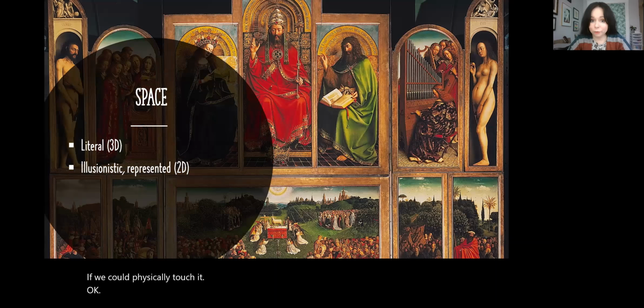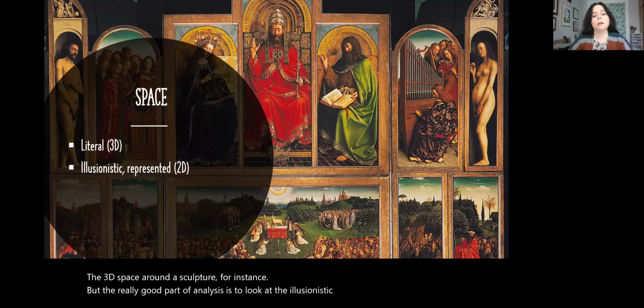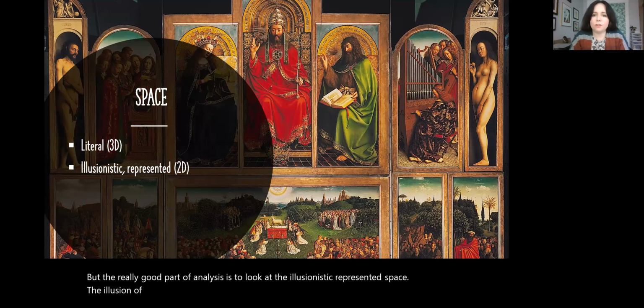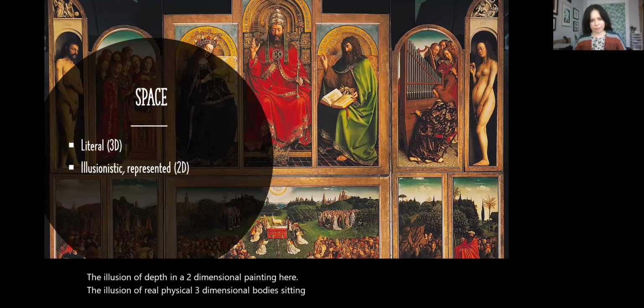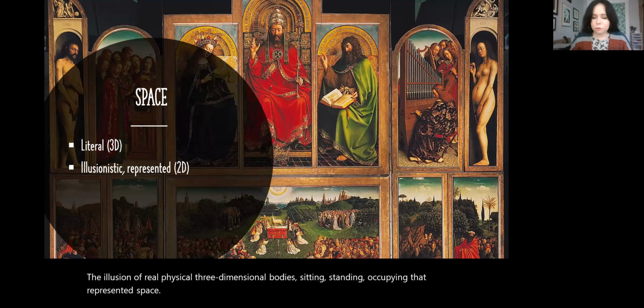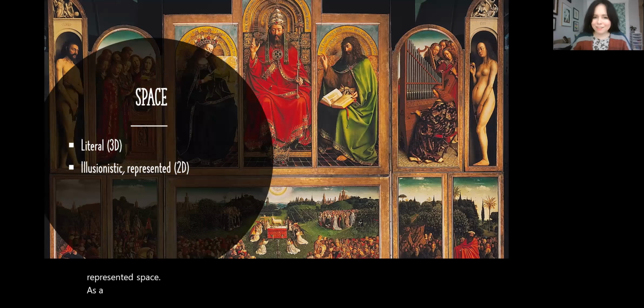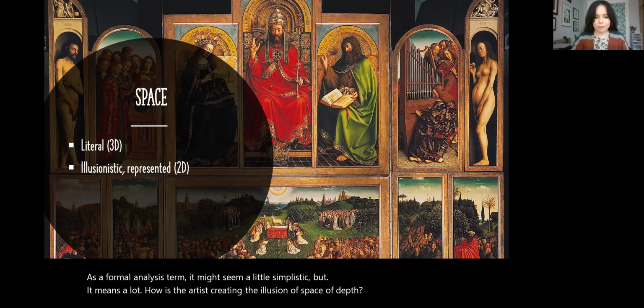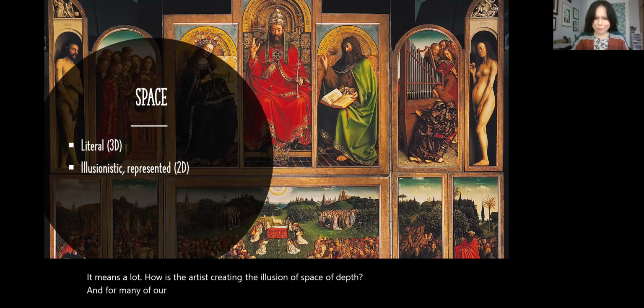Again, we can think about literal space, the 3D space around a sculpture, for instance. But the really good part of analysis is to look at the illusionistic represented space, like the illusion of depth in a two-dimensional painting here, the illusion of real physical three-dimensional bodies sitting, standing, occupying that represented space. So as a formal analysis term, it might seem a little simplistic, but it means a lot. How is the artist creating the illusion of space, of depth? And for many of our other artists, are they even concerned with it at all?